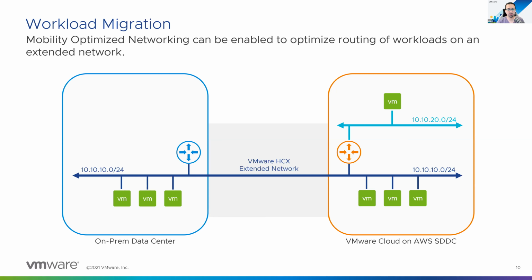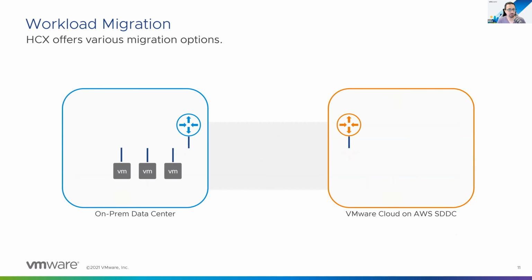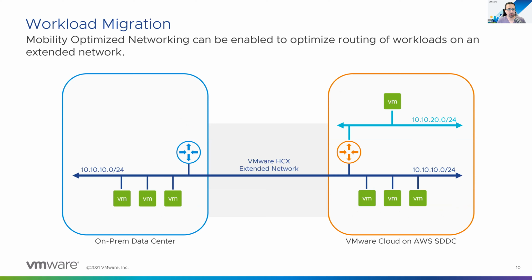And for example, if this VM here in VMC on AWS will need to communicate with another VM in the other segment in 10.10.20, instead of going all the way back on-prem and then back to the VMware Cloud on AWS router, it will just use the local VMC router. And I'll pass it on to you with the rest of that.